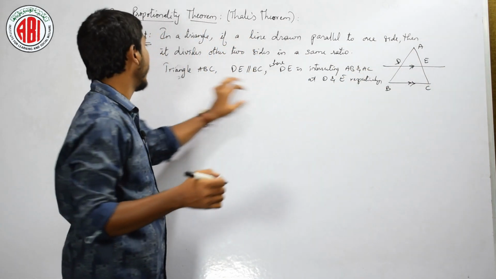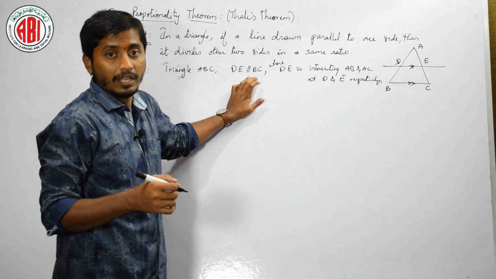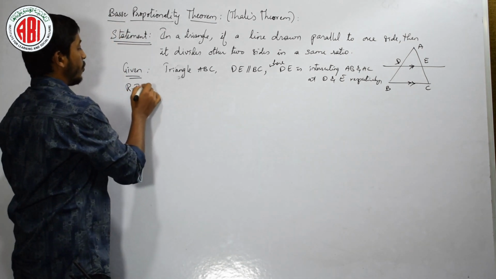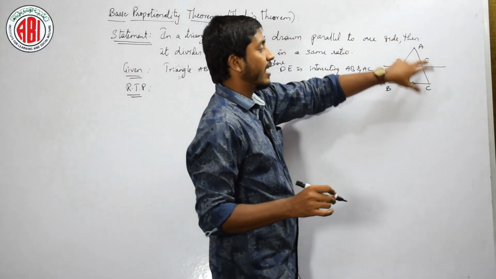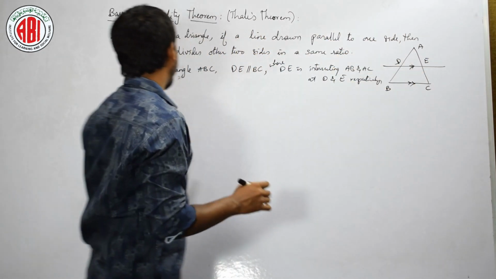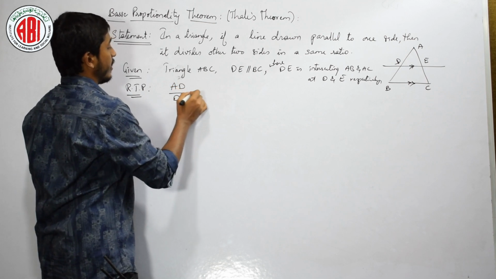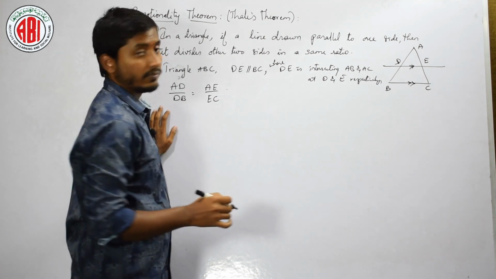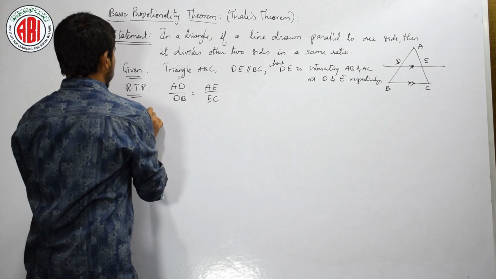What is it that you have to write? A triangle ABC is given in which DE is parallel to BC. Now let us write what is to be proved. To prove: the statement is, it divides in the same ratio, that is AD by DB is equal to AE by EC. Is it right? Now the next thing is we have to do a few constructions.